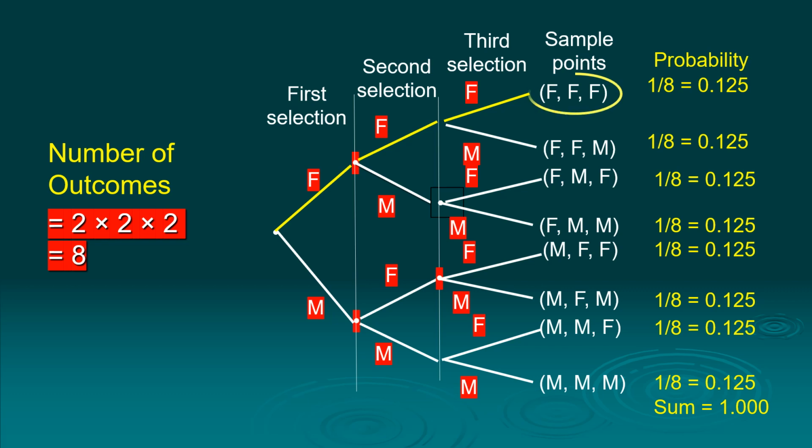Now, let us follow another path. We have M, then F, then N. So, our sample space includes the sample points M, F, N. Take note that you have to follow the sequence of the sample points.